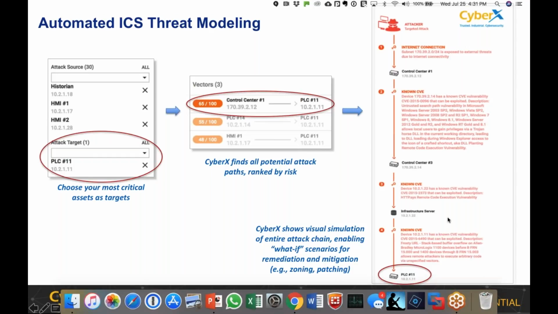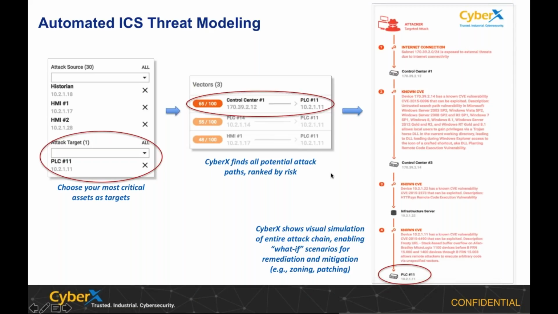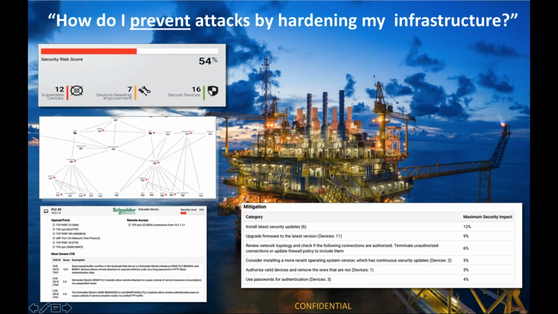You can then go back and simulate what-if scenarios. What if I implement segmentation? What if I actually patch those vulnerabilities? Does it bring down the level of risk to a level that I'm willing to be comfortable with? And that's what we call automated threat modeling.